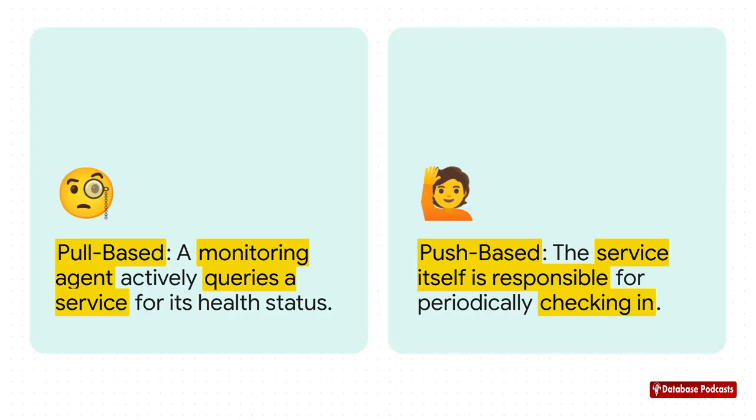Now, these checks basically come in two main flavors. The first is what we call pull-based. Think of this like a supervisor who's constantly walking around and asking each service for a status update. The second is push-based. This is where each service is responsible for proactively checking in with the monitoring system to say, hey, I'm still here and I'm healthy.